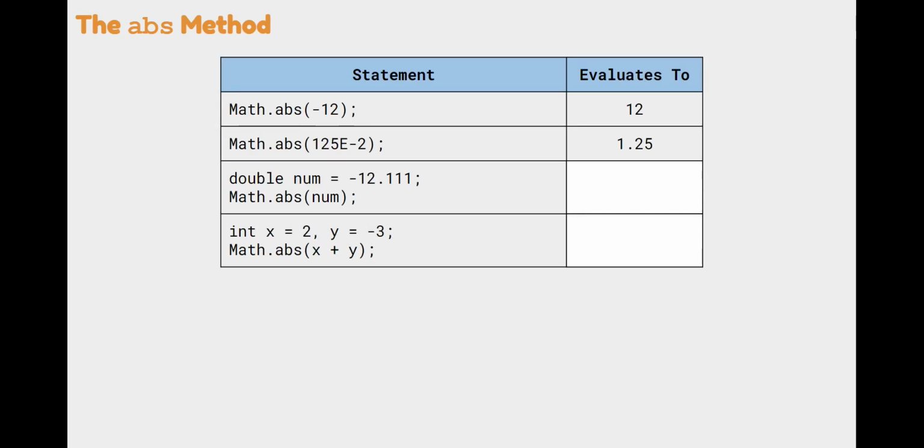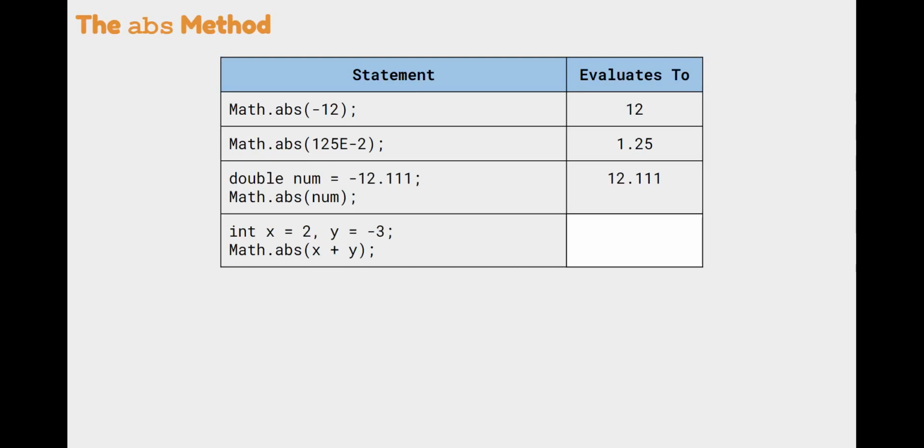Our third example has us calling the abs method passing in a variable instead of a literal value. In that example, num will evaluate to -12.111. Calling the abs method will evaluate to a +12.111. And in our last example, we have 2 variables. x is being initialized to 2, y is being initialized to -3. And we have an arithmetic operation being passed into the method. Everything inside the parentheses will be evaluated to a single value before being passed into the abs method.